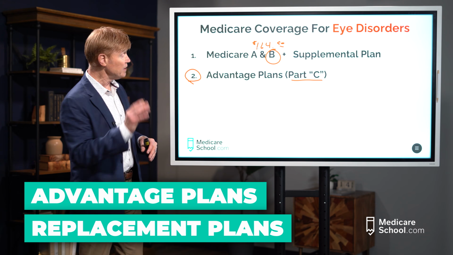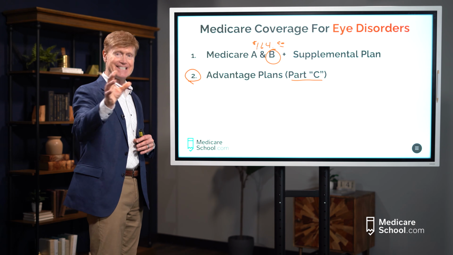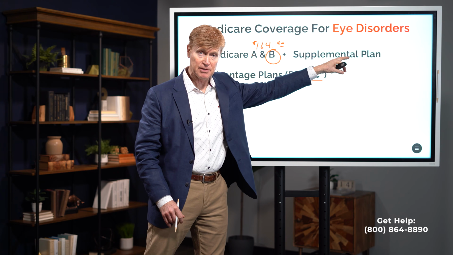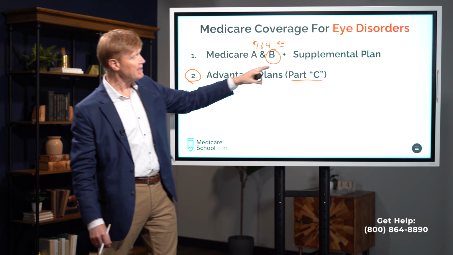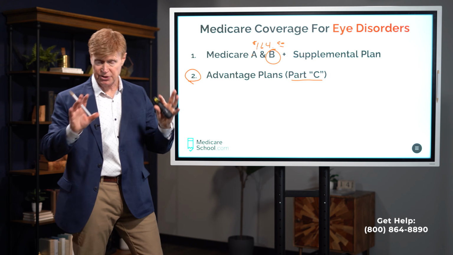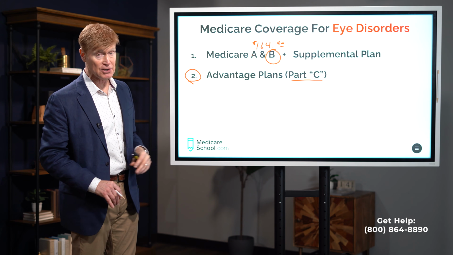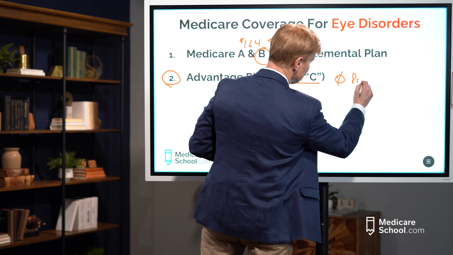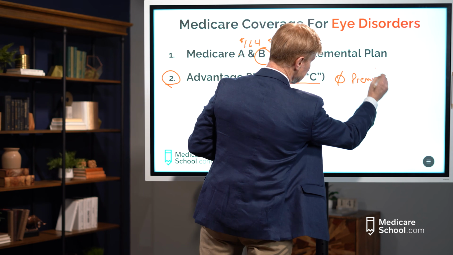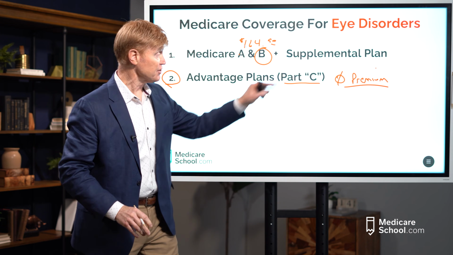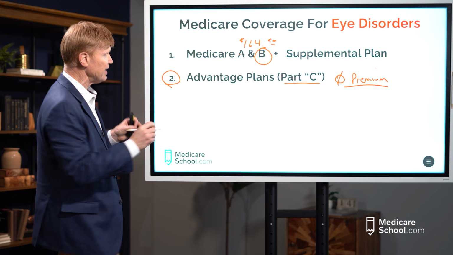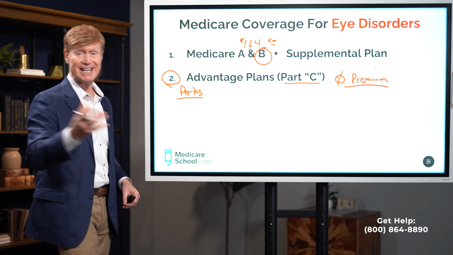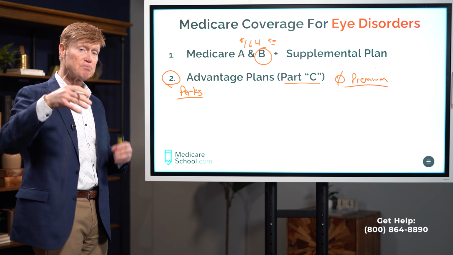Now again, the only 2 things that these systems have in common is we have to be enrolled in A and B to have that supplemental plan, and I got to be enrolled in A and B to have a Part C plan. But what's going to happen here is this. This Part C plan, typically there's 0 premium, all right? Now, what they're going to do beyond not charging a premium is they're going to throw in a couple of perks. These are little add-on benefits that original Medicare does not offer.